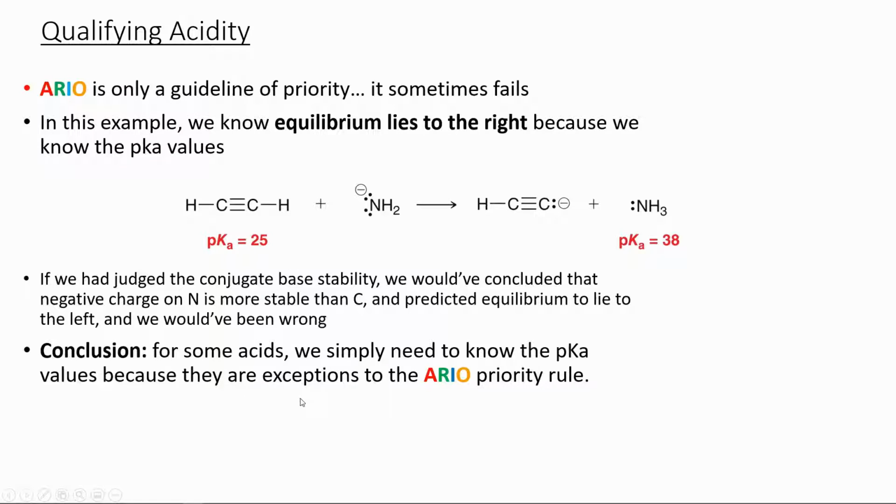So in general, for some acids, we need to look at the pKa chart and be able to determine based on the pKa chart. In this case, we have a little bit more complicated of an example because we have multiple factors that are in effect. So the pKa values from the chart will always be a higher priority than the area of guidelines for determining acidity.